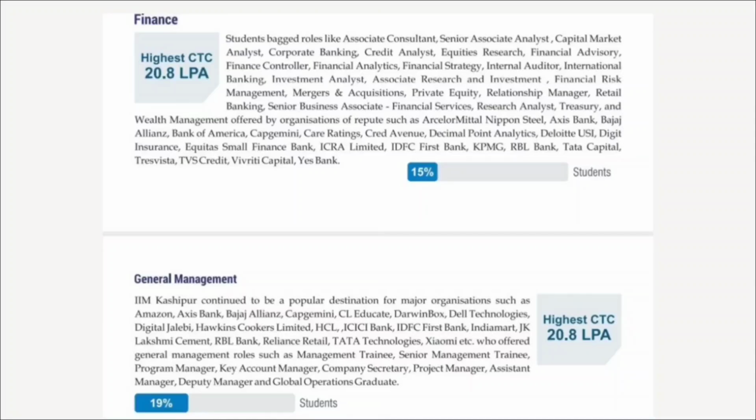Then coming to the next domain, general management. There were 19% students placed for this domain, and the highest CTC offered for general management is nearly up to 20.8 lakhs per annum. The top recruiters for general management are Amazon, Axis Bank, Bajaj Alliance, Capgemini, Dell Technologies, SCL, ICICI Bank, Tata Technologies, IDFC First Bank, India Mart, and there are so many companies. The roles offered in general management are management trainee, senior management trainee, program manager, key account manager, company secretary, project manager, assistant manager, deputy manager, and global operations graduate.